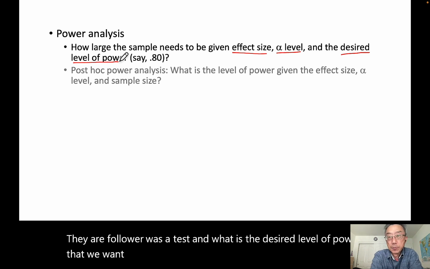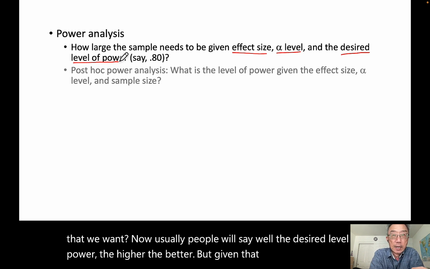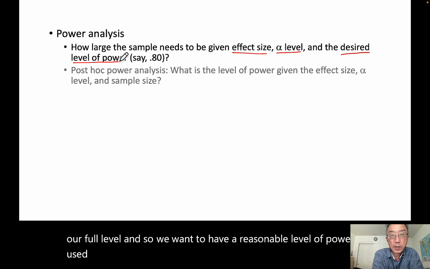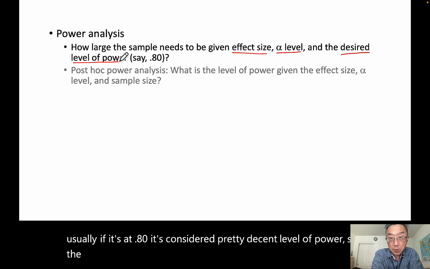Now, usually people would say, well, the desired level of power, the higher the better. But given that it is related to alpha level, we want to have a reasonable level of power. Usually, if it's at 0.80, it's considered a pretty decent level of power. So the desired level of power.